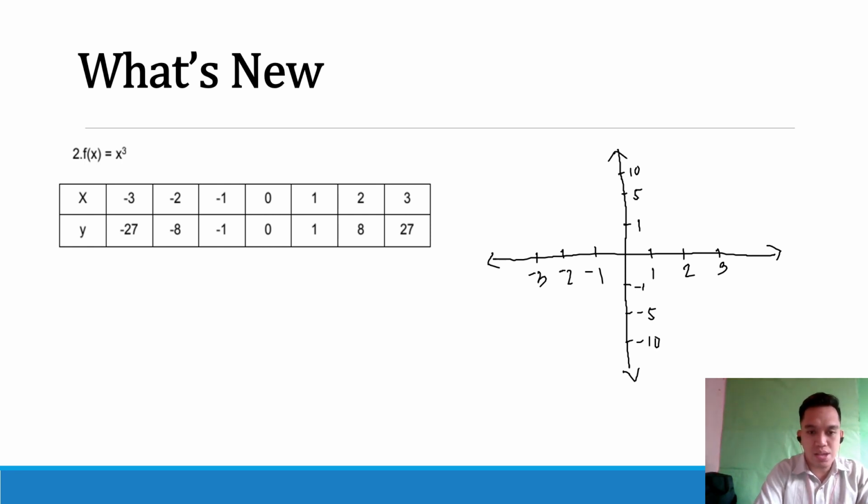Okay, so mag-umpisa tayo sa negative 3 at saka negative 27. So, negative 3, itatapat natin sa negative 27. So, estimate na lang natin dito yung negative 27 natin. Ayan. Then, negative 2 at saka negative 8. Then, we have now negative 1 at saka negative 1. Okay? Then, 0, 0.